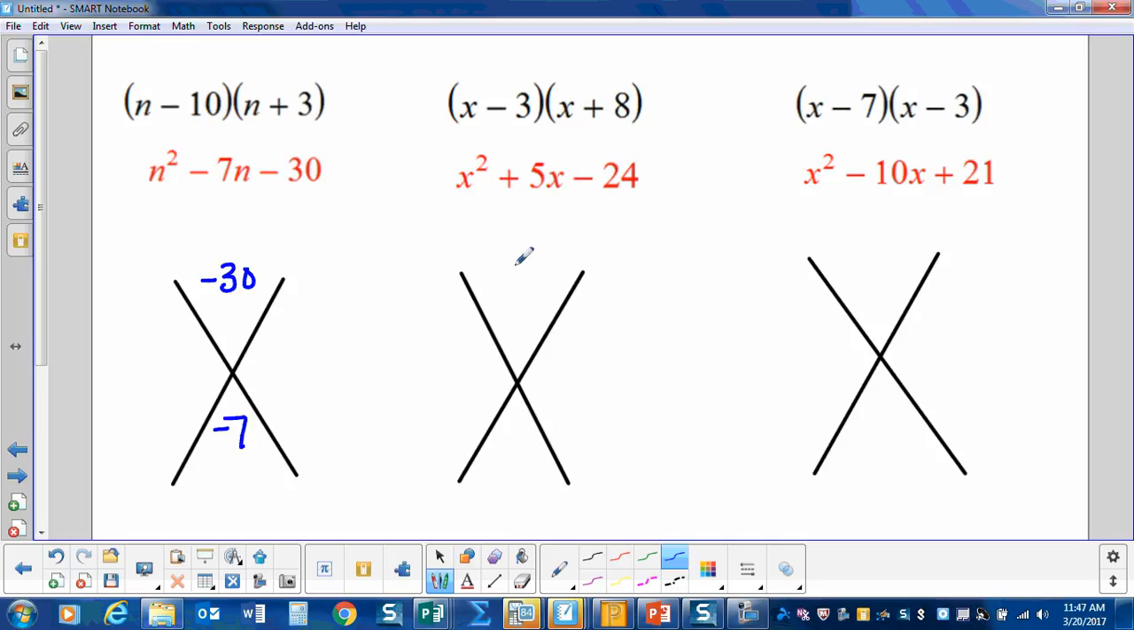When we multiply these two numbers, we get a negative 24. When we add these two numbers, we get a positive 5. When we multiply these two numbers, we get a 21. When we add these two numbers, we get a negative 10.